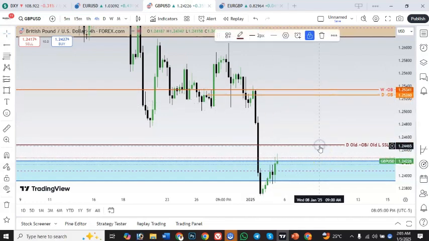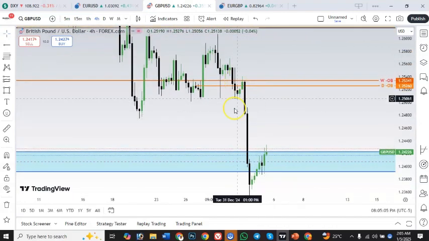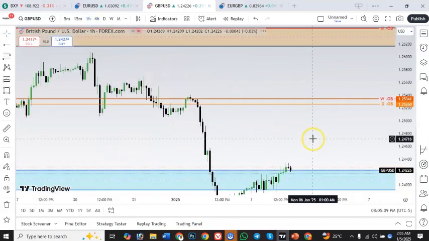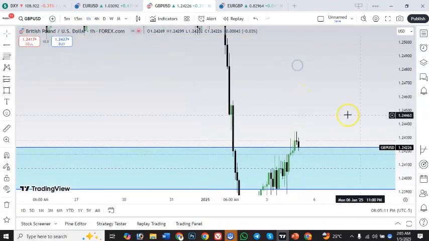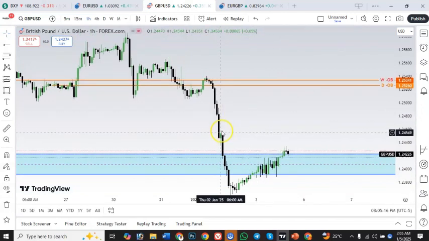Let me take out this line, let it not distract you people. So you can see right there on 4 hour, this is what we have. Then take it to 1 hour. See right there, so what we're going to be doing, there are some fair value gaps here on 1 hour.